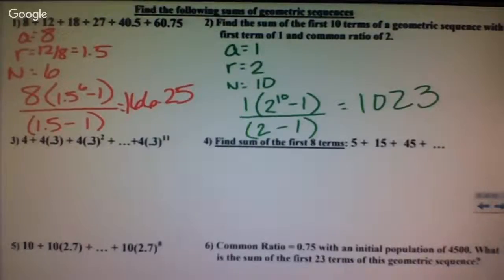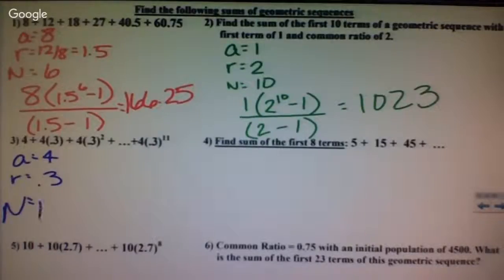Okay, this next one gives you everything you need. What's my initial value in this one? 4. What's my R? 0.3. It's showing you what it multiplies by each time in this sequence. Here's the trick though. What's N? It is 12.